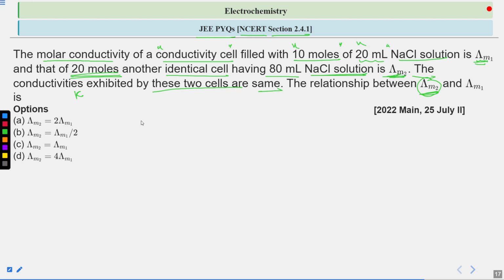This question has been in the 2022 mains examination, and the options are: lambda M2 equals twice lambda M1, lambda M2 equals lambda M1 by 2, lambda M2 equals lambda M1, or lambda M2 equals 4 times lambda M1. So we have these four choices. You have to select the correct relation between lambda M2 and lambda M1 as per the given information in our question.